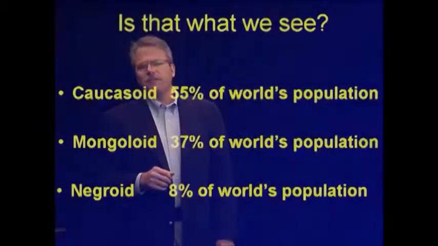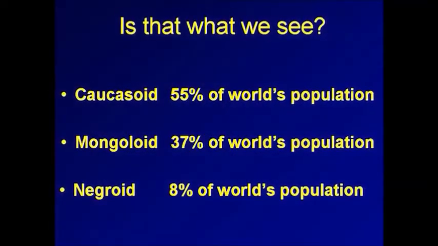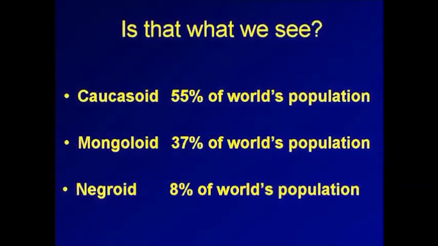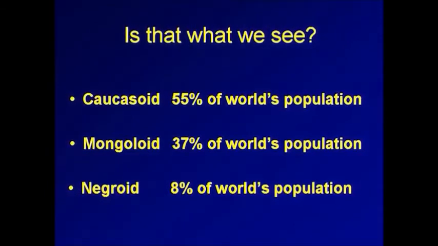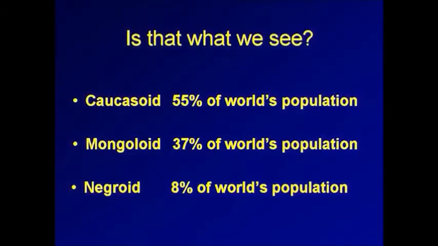In fact, when we ask what is it that we see, we know that according to the world's population, 55% is Caucasoid or Caucasian, 37% is Mongoloid or Asian, and 8% is Negroid. All right. What if God used one dark skin and one light skinned? Maybe Adam was dark, Eve was light. What do we get then?